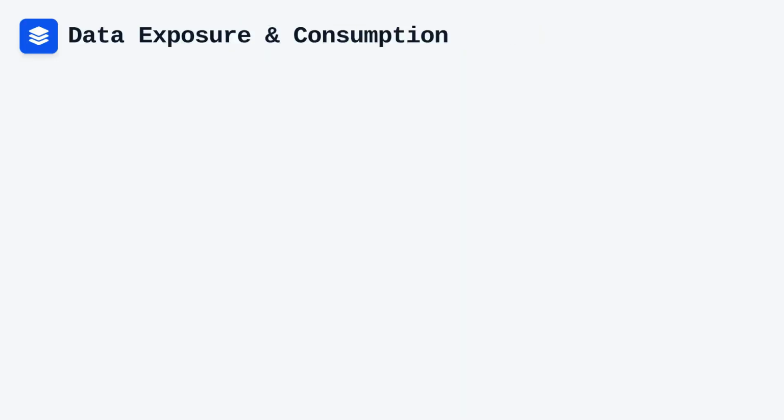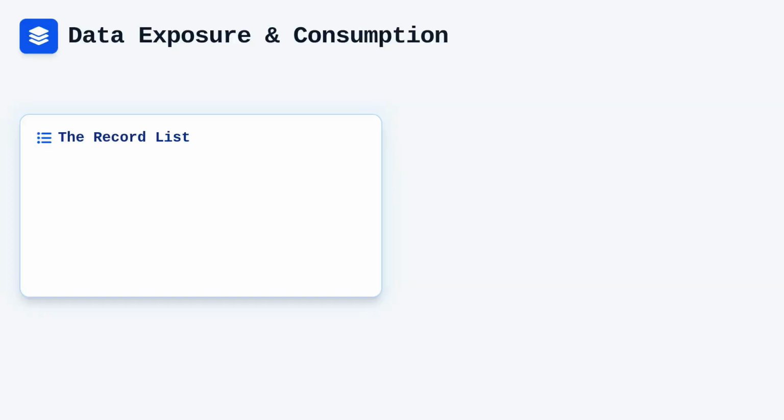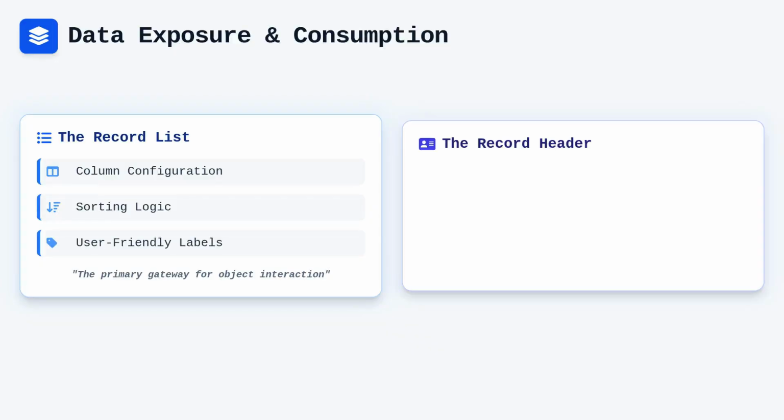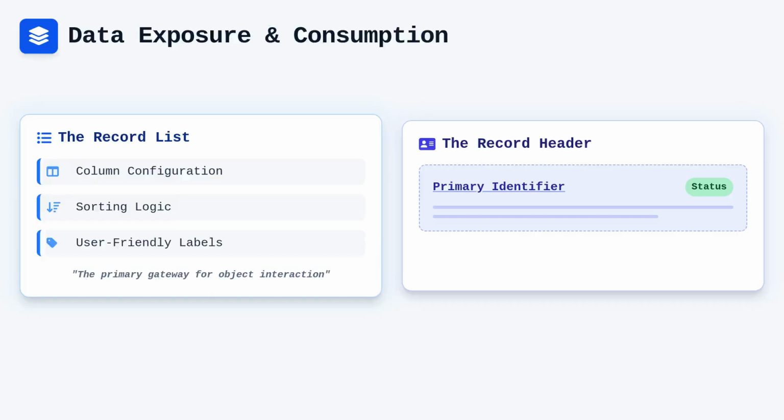Once the data source is established, the focus naturally shifts to how that information is exposed and consumed by end users through the record list and the record header. The record list serves as the primary gateway for users to interact with a collection of objects, requiring thoughtful configuration of columns, sorting, and user-friendly display labels. Within the record type designer, you gain the ability to define the header, which acts as the visual anchor for a specific record instance and provides immediate context, such as the record status or its primary identifier. Configuring these elements effectively transforms raw data into an intuitive interface where users can easily distinguish between individual entities.